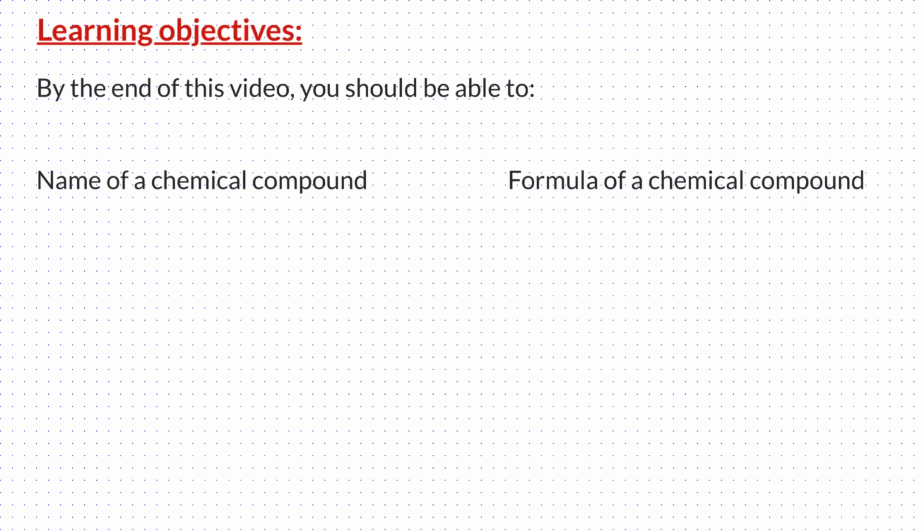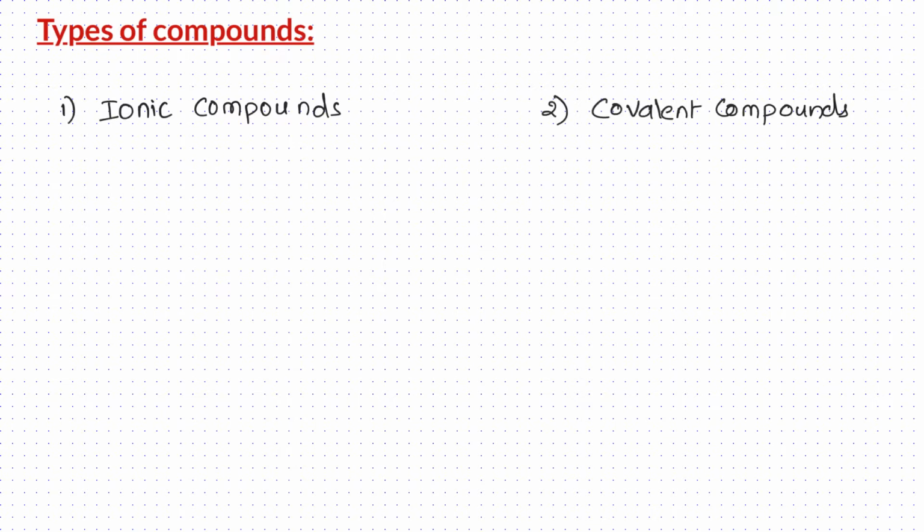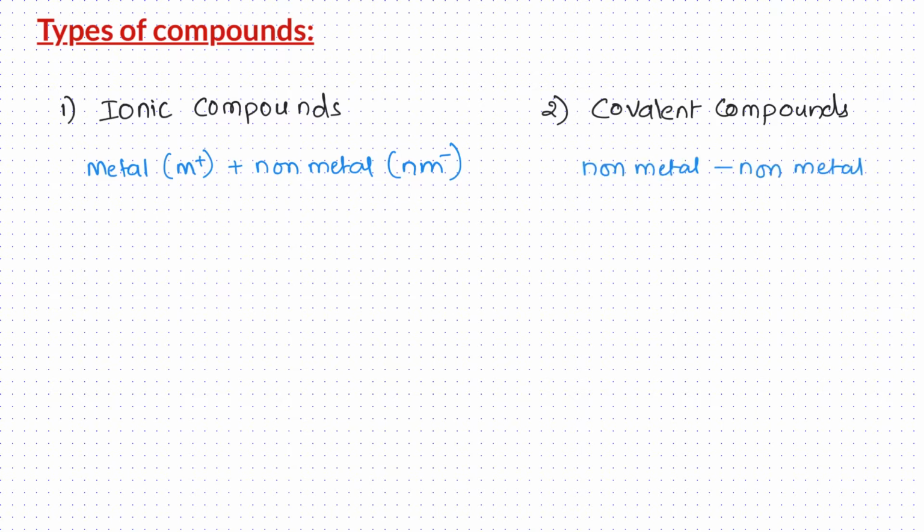Hello everyone. In this video, we will learn to interconvert between the name of a chemical compound and its molecular formula. Various compounds that we are going to name can be broadly classified into two types. 1. Simple ionic compounds, and 2. Simple covalent compounds. We already learned earlier that an ionic compound consists of a metal cation and a non-metal anion, while the covalent compounds consist of two non-metal atoms.